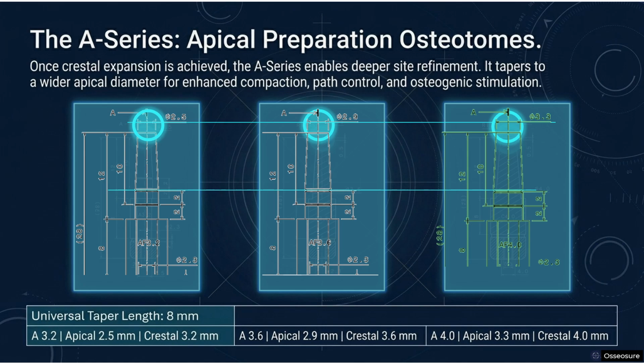This does not happen with OsseoSure because at any given time, you can prepare bone apically as well. The A series osteotomes are designed for this. The system is universal. You can use it for any implant design. There is 0.7 millimeter difference between apical and crestal dimensions. For A3.2, the apical diameter is 2.5 millimeters. For A3.6, it is 2.9 millimeters. And for A40, it is 3.3 millimeters.